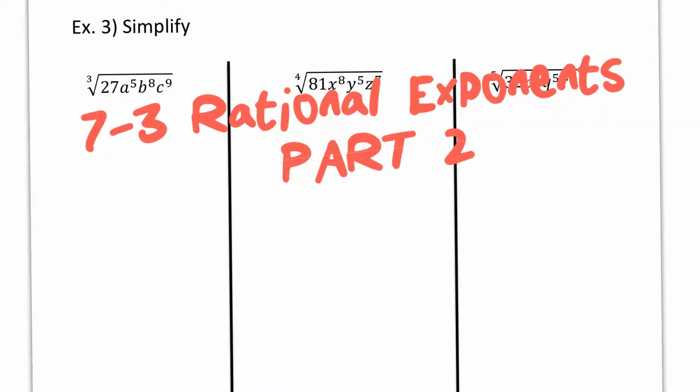Hey, what's up guys? This is the second video for section 7.3, which is rational exponents. In the previous video, I showed you how to simplify when you have different roots with different fractions as an exponent, and also variables inside of a radical. So I'm going to show you one more that I think is very important for you to know, and it's when you have one variable inside of the radical and the exponent might be a little bit different than the root. Let me show you what I'm talking about.